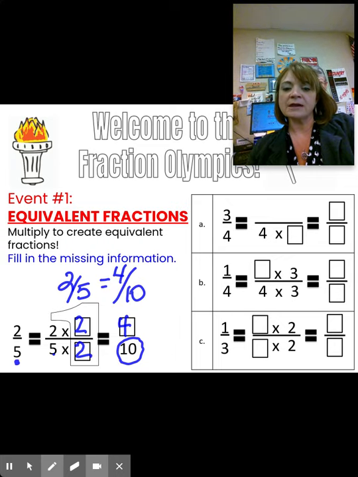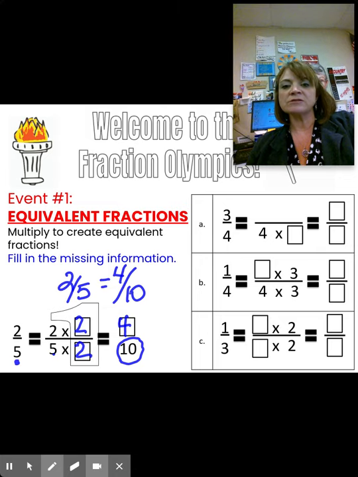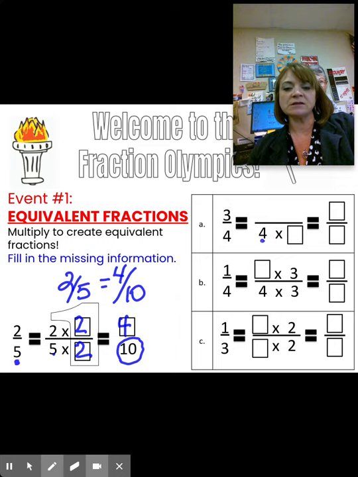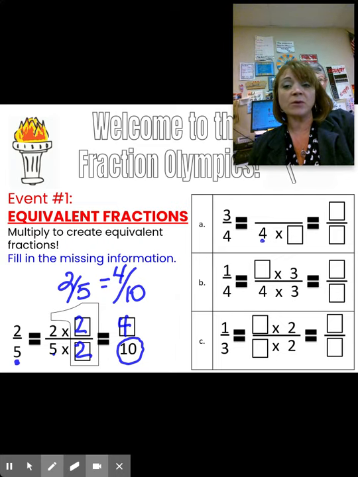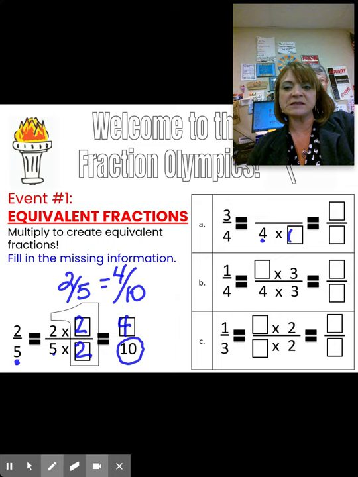Let's look at letter A. On letter A, it says 3/4 equals, and it shows us that we're going to multiply 4 times something to get something else. So what do you want to multiply 4 times? We want to make an equivalent fraction, and it doesn't really matter what it is. We just want to be able to prove that it's equivalent. Let's multiply 4 times 6.